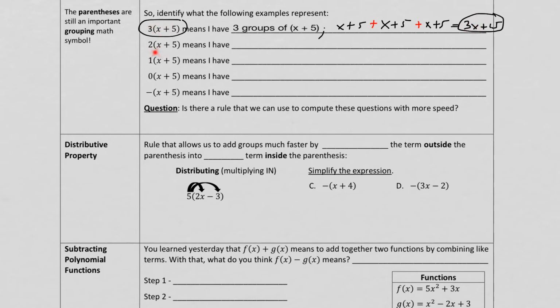So when we then see 2 times the quantity x plus 5, this again means that I have 2 groups of x plus 5 being added together. So it means I have x plus 5, and one of them, plus a second group of x plus 5. And so then if I combine like terms here, I get 2x plus 10.